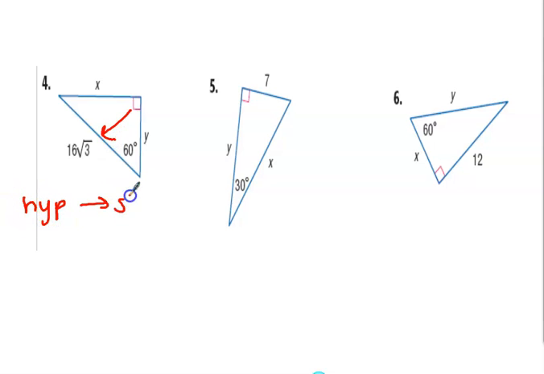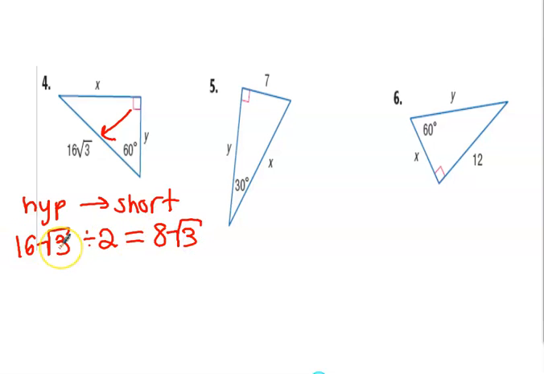Well, I want to first find the short leg if I'm given the hypotenuse. The hypotenuse is 16 root 3, and I want the short leg. I'm going to divide this by 2 to find the smaller one. So 16 divided by 2 is 8 root 3. I'm not going to divide the 3 because the 3 is inside the radical. So 8 root 3 is my short leg.